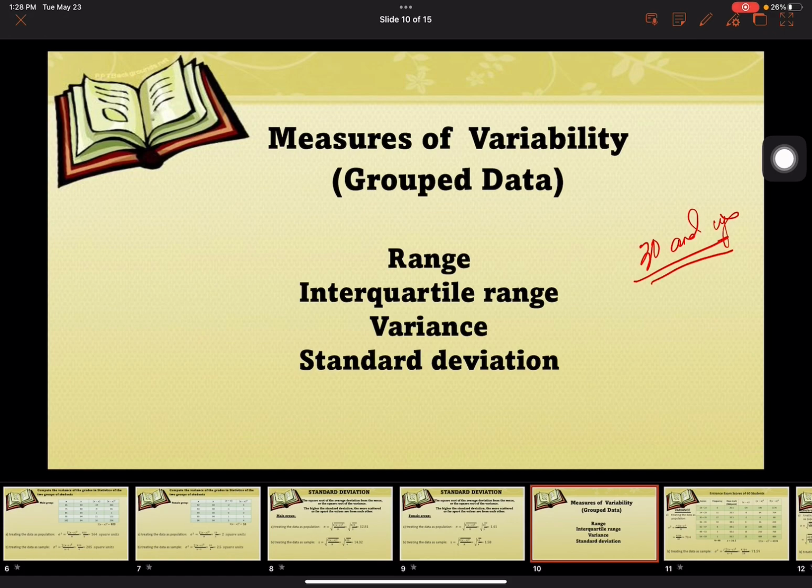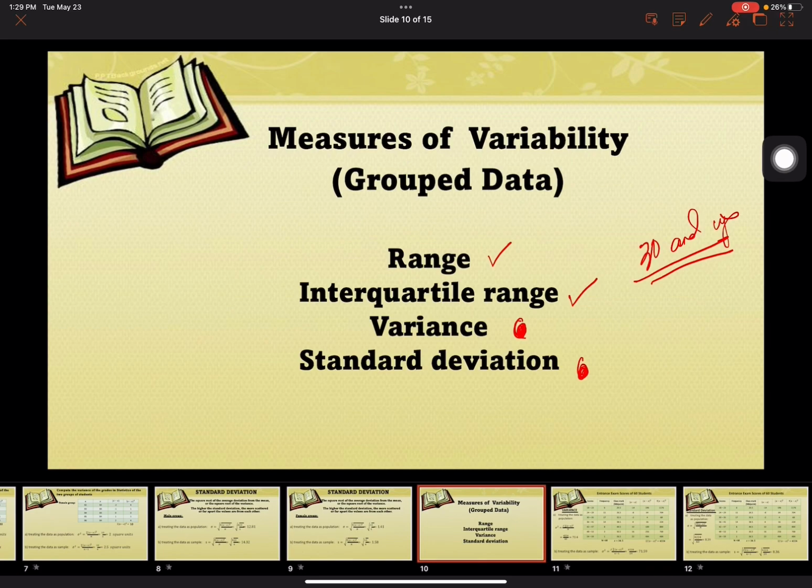Yung mga data natin. So, range, ganun pa rin. Highest minus the lowest. Interquartile, Q sub 3 minus Q sub 1. While in variance, may mag-iiba lang sa formula niya dahil group na to. Standard deviation, ganun din. Okay?